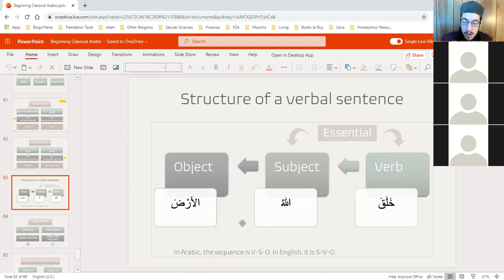So we notice that the order is switched from English, where we say Allah created the earth. A literal translation of the Arabic is, he created Allah, the earth. How do we know who is doing the verb versus who is receiving the verb? That comes down to the fatha or the dhamma. We see that Allah has a dhamma at the end of it, Allahu, which means that he is the one performing the verb. And al-ard has a fatha at the end, al-arda, which means it is the object of the verb.